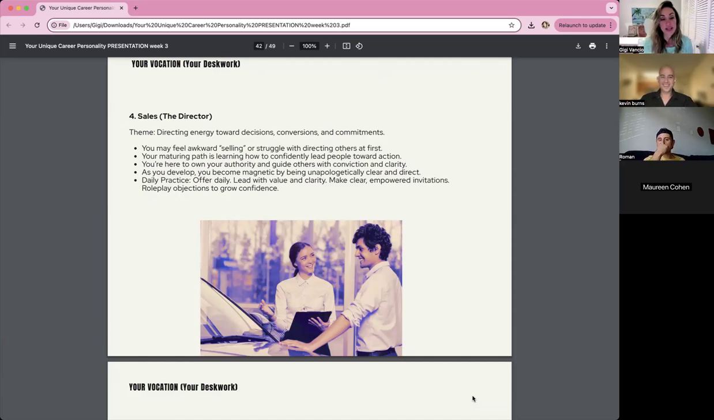As a daily practice, you can start making offers daily. Like, if you're trying to get more clients, you could just start making offers and lead with value and clarity. Be really clear on your offer and bring a lot of value, and then make clear, empowered invitations. You could also practice role playing, and that would help you grow in confidence.